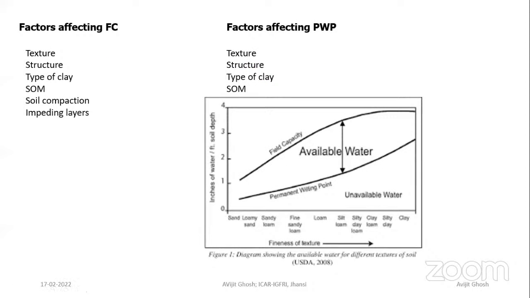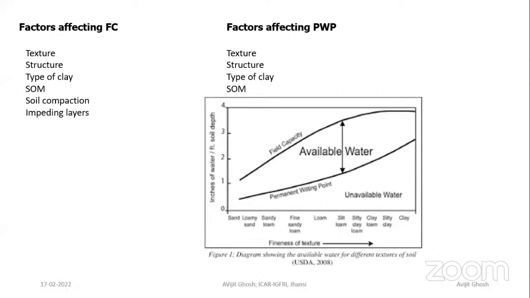Now, what are the factors that affect field capacity and permanent wilting point? Basically, for example, soil texture. Soil texture is the most important parameter impacting the soil moisture constants, like field capacity and permanent wilting point. For example, the field capacity of sandy soil is very low, and clay soil is higher for field capacity than sandy soil.